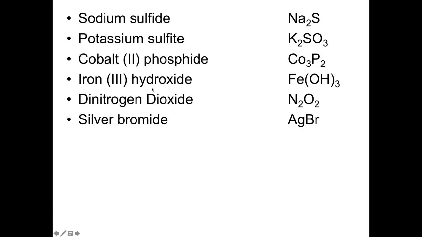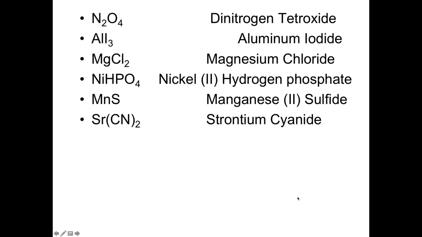Iron-3 hydroxide, we're going to have Fe3+ and OH-1. When you cross that, we get Fe(OH)3. Dinitrogen dioxide is going to be N2O2. Silver bromide is AgBr.